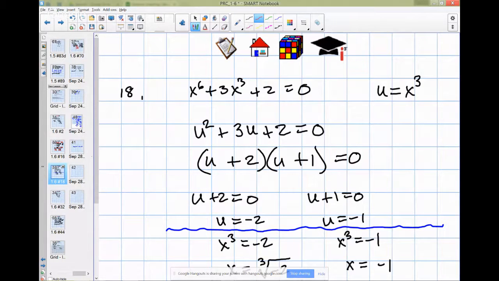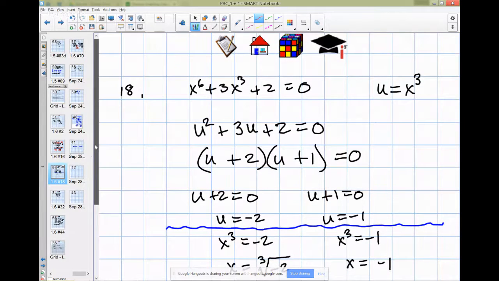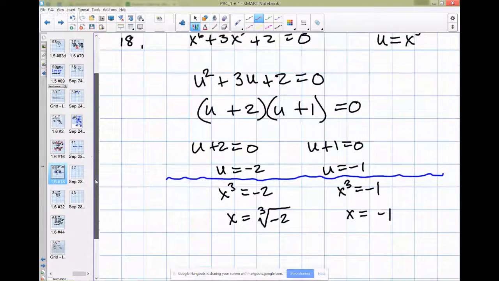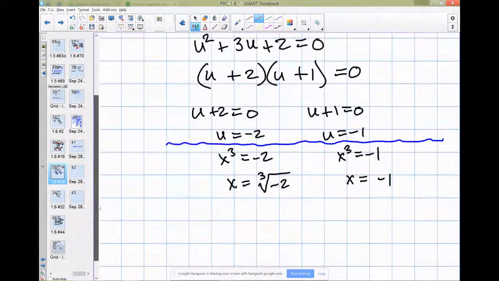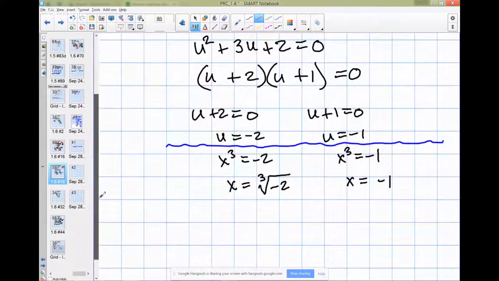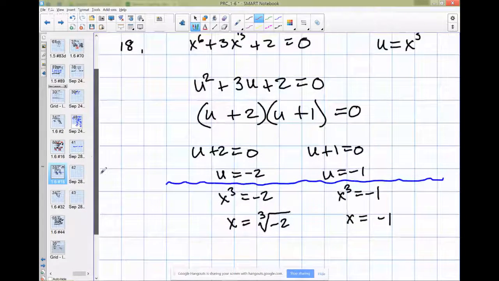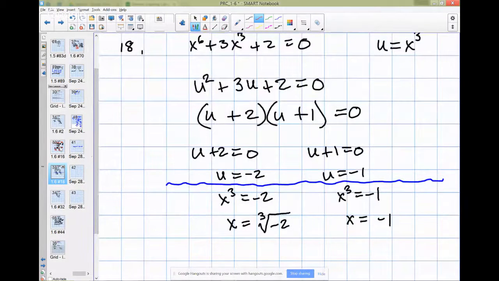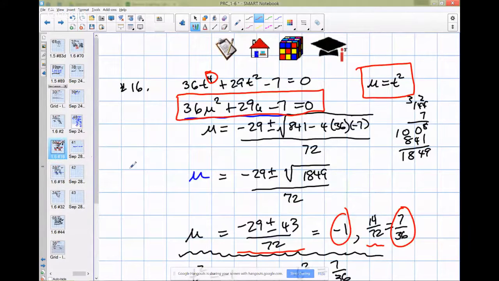What was your question? The method that you just used as far as 36t to the 4th and 29t to the 2nd, that would only work when you would have something that can be a substitution power. Yeah, you're right. Excellent point. Where were we? Yeah, this is the one we were on. You can't, you're right. This isn't going to work well.